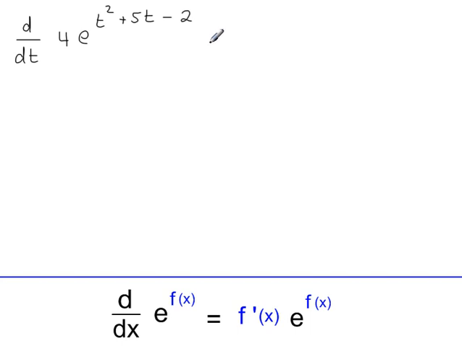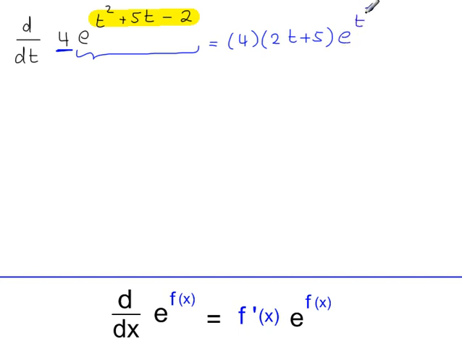Differentiating this time will give us 4, that's the 4 here, times the derivative of this part, which is 2t plus 5, times the original function, so times e to the power of t squared plus 5t minus 2.